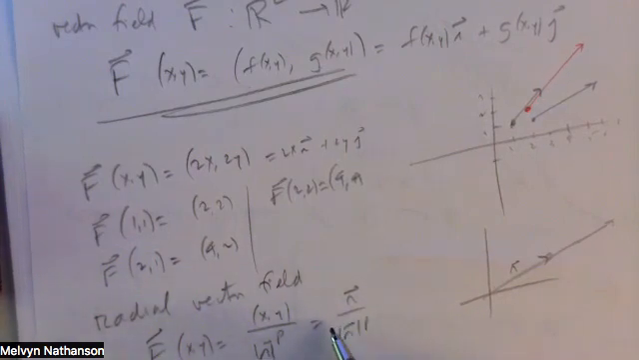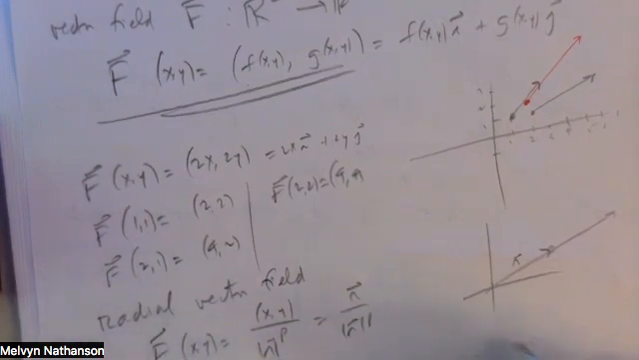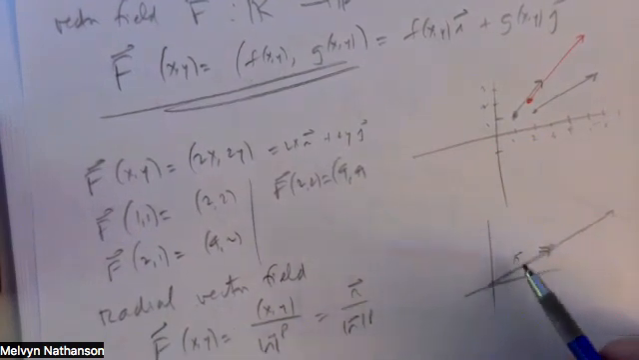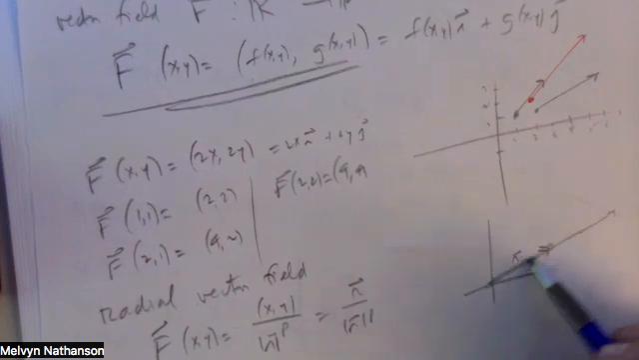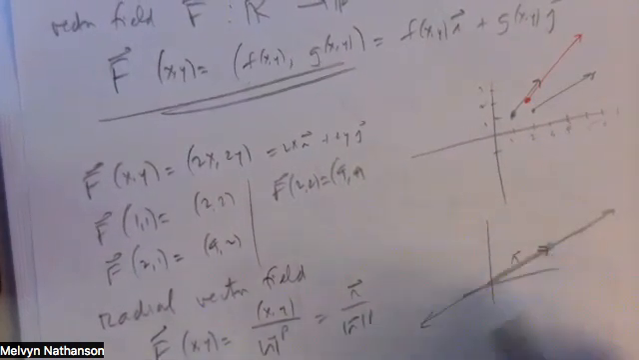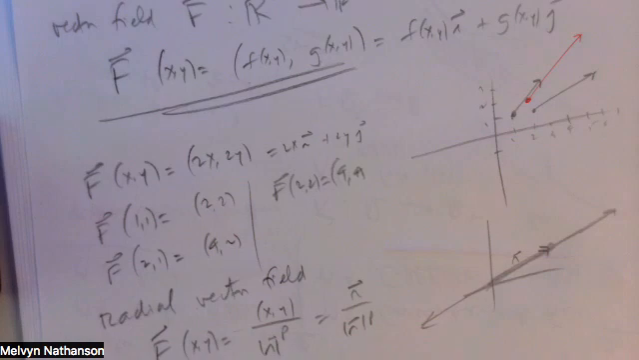A radial vector field doesn't change the direction of any vector. It just stretches it or turns it around. So you have this vector, and the vector field sends it to a vector in exactly the same direction, or on this line, but in the opposite direction. That's a radial vector field, and just a very special case of a vector field.